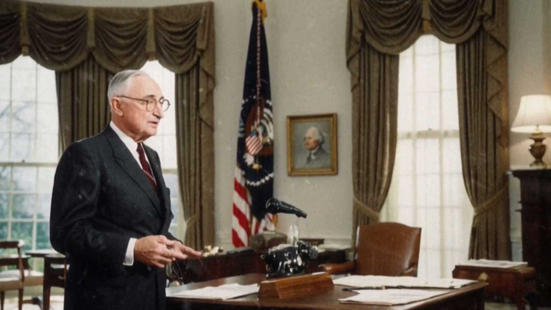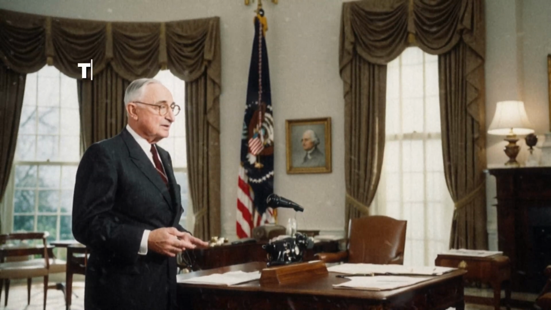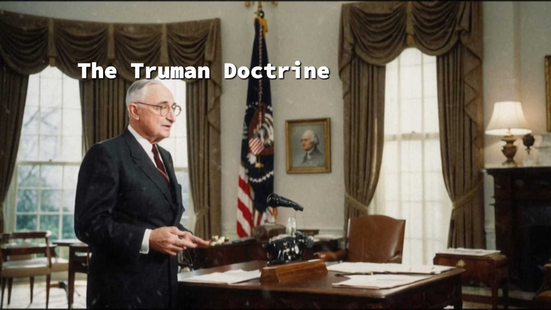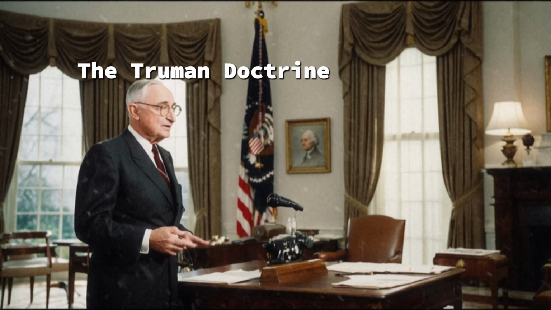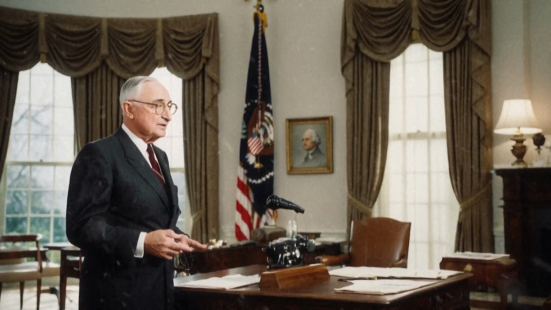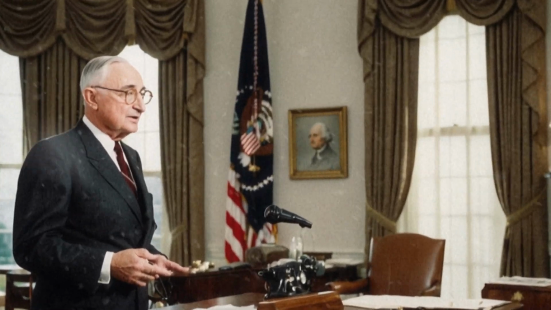In 1947, President Harry S. Truman announced a foreign policy that would become known as the Truman Doctrine. This policy aimed to contain the spread of communism by providing political, military, and economic assistance to countries threatened by Soviet influence, notably Greece and Turkey.